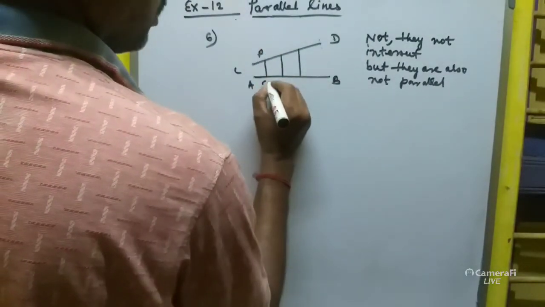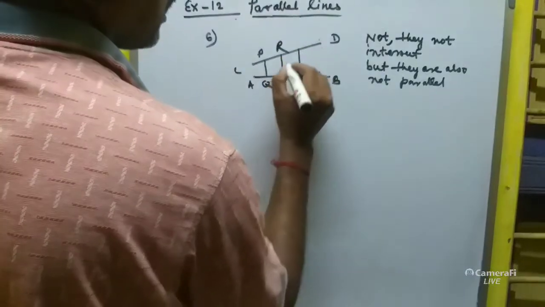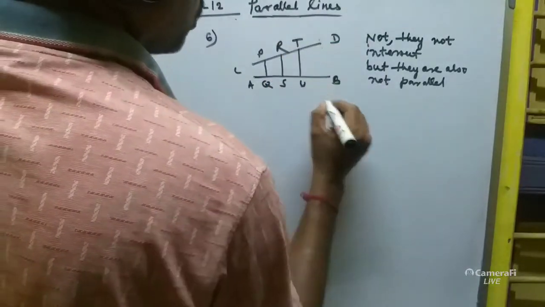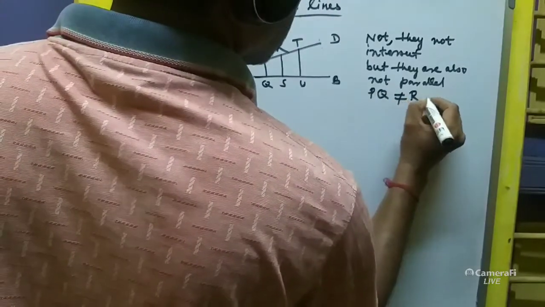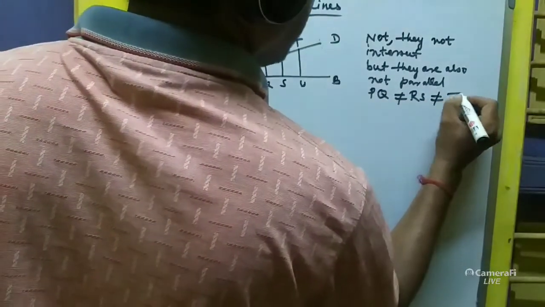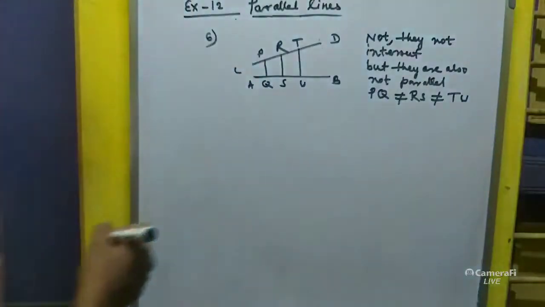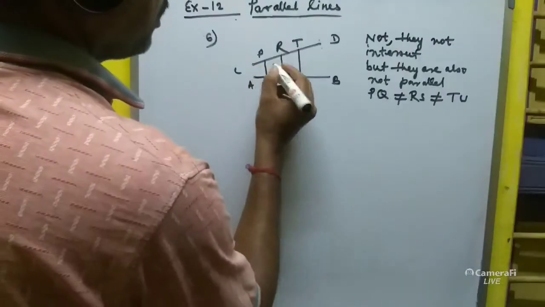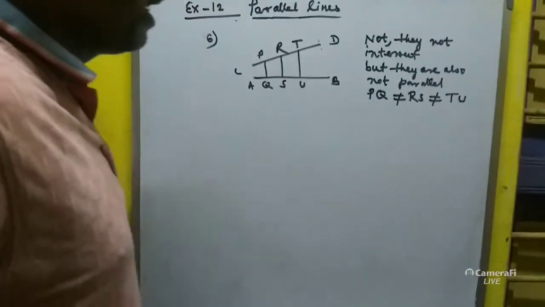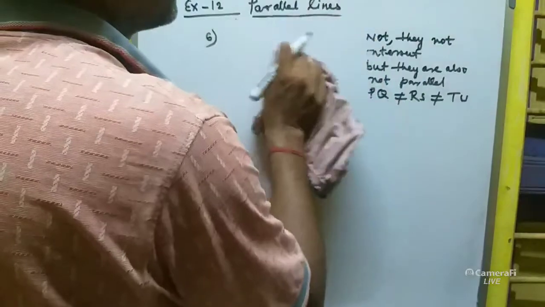Now this is PQ, this is RS, this is TU. So PQ is not equal to RS, is not equal to TU. So they are not parallel. That is why they are not parallel. Intersect means common point. So there is no common point you can find between the two lines.